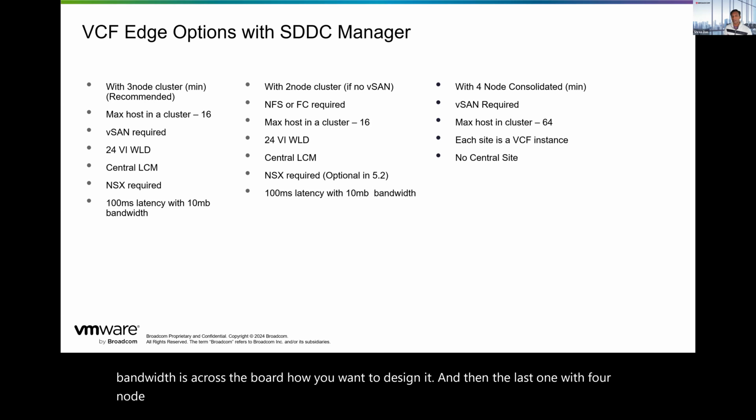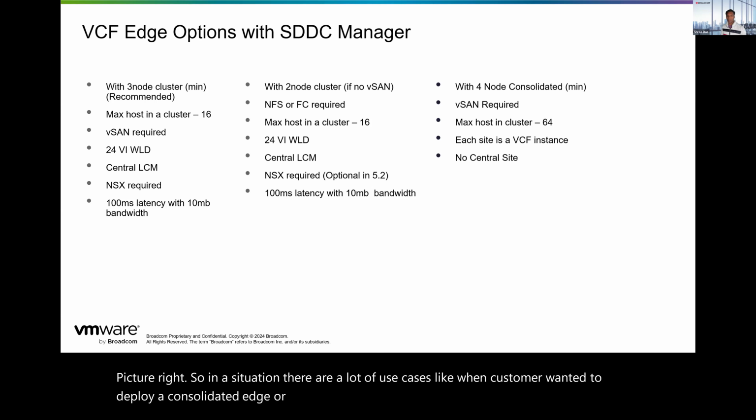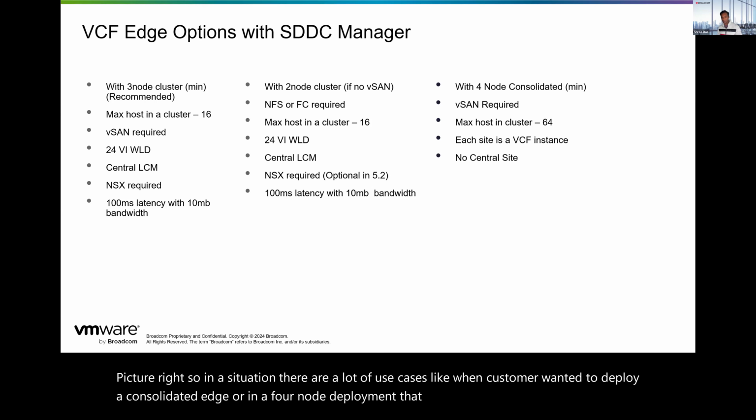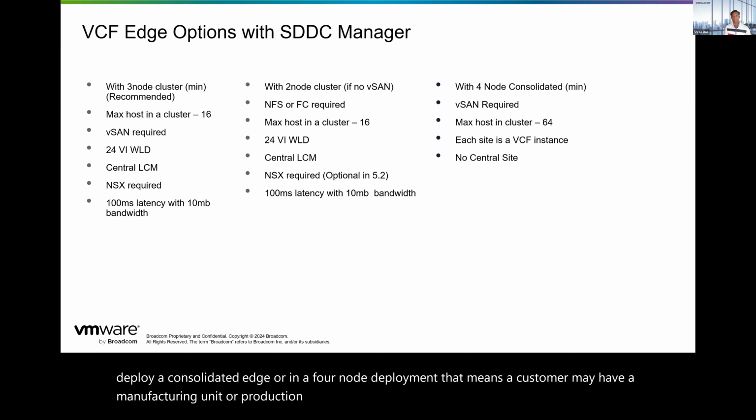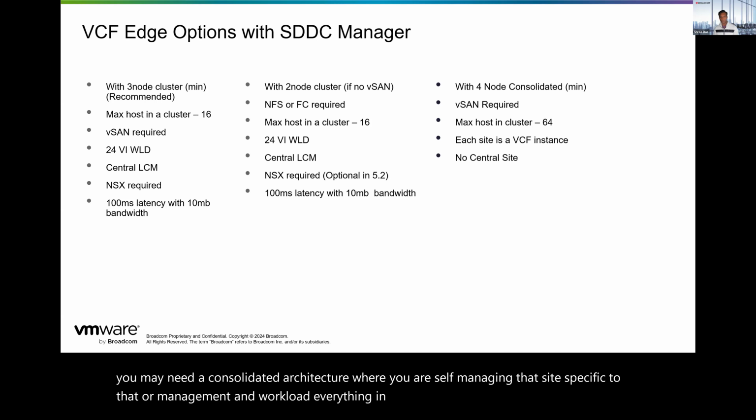So you must have heard about in VCF, you have a standard architecture and consolidated architecture, right? So in an edge situation, there are a lot of use cases like when customer wanted to deploy a consolidated edge or in a 4-node deployment. That means a customer may have a manufacturing unit or a production unit or a shipping vessel or something, right? So in that case, you may need a consolidated architecture where you are self-managing that site, with management and workload, everything in a consolidated way, and that specific to your design.